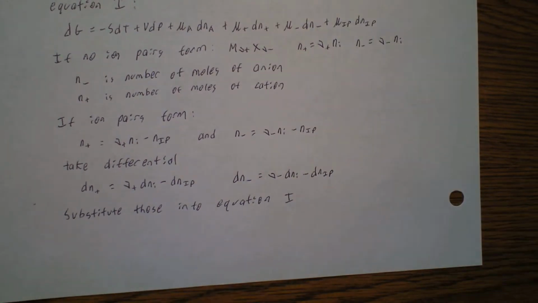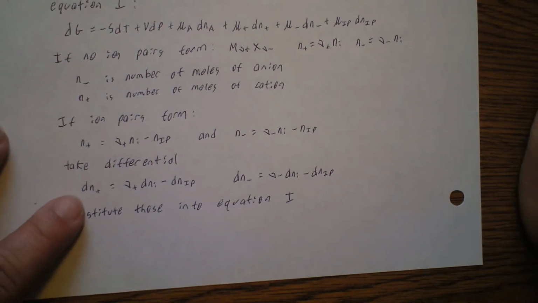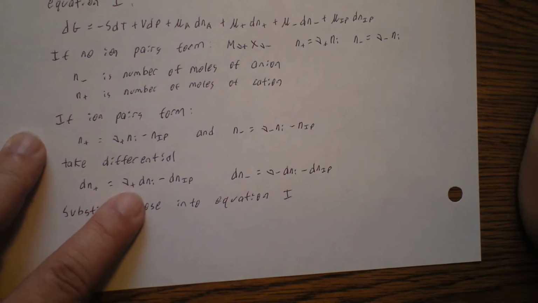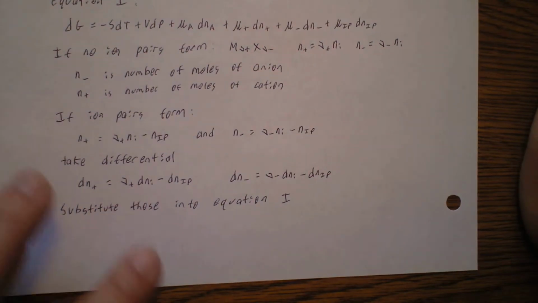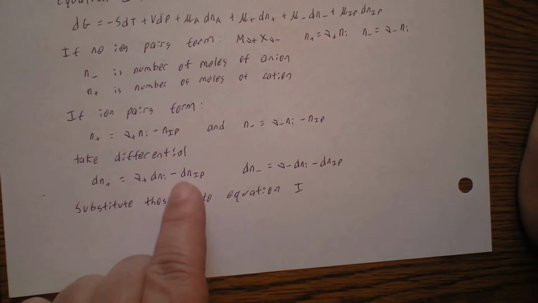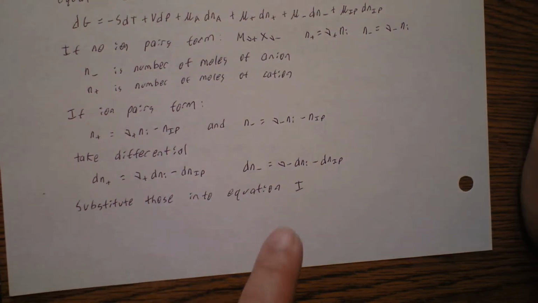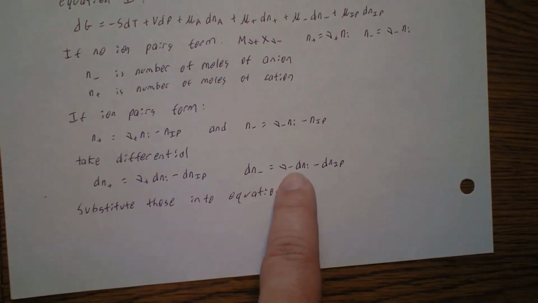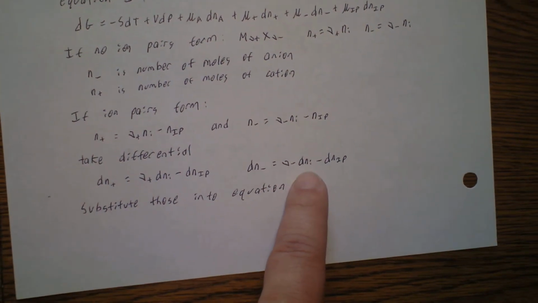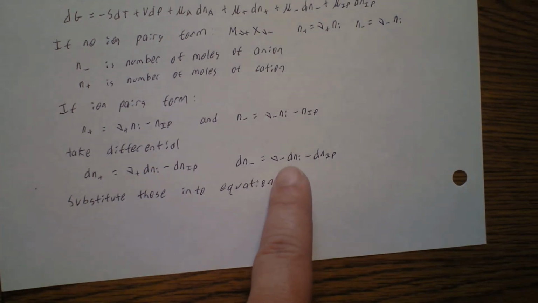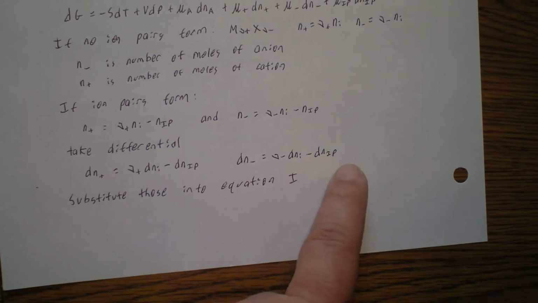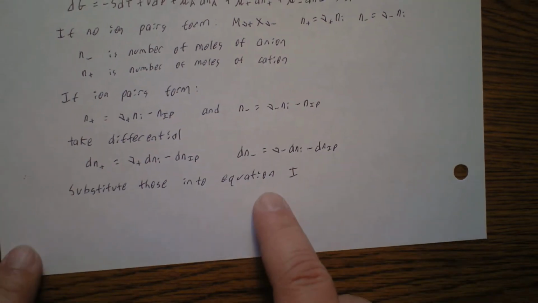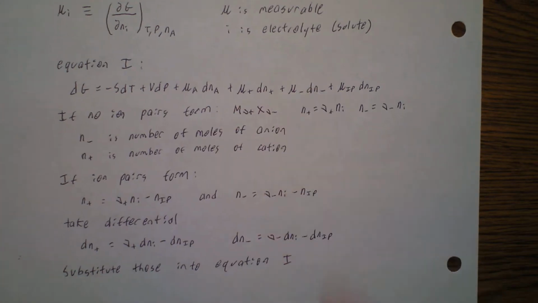Now we want to take the differential. So we get the differential of the number of moles of the cation is equal to nu plus times the differential of the number of moles of the solute minus the differential of the number of moles of the ion pairs. And likewise, the differential of the number of moles of the anion is equal to nu minus times the differential of the number of moles of the solute minus the differential of the number of moles of the ion pairs. Now we want to take these two equations and substitute them back up into equation 1.